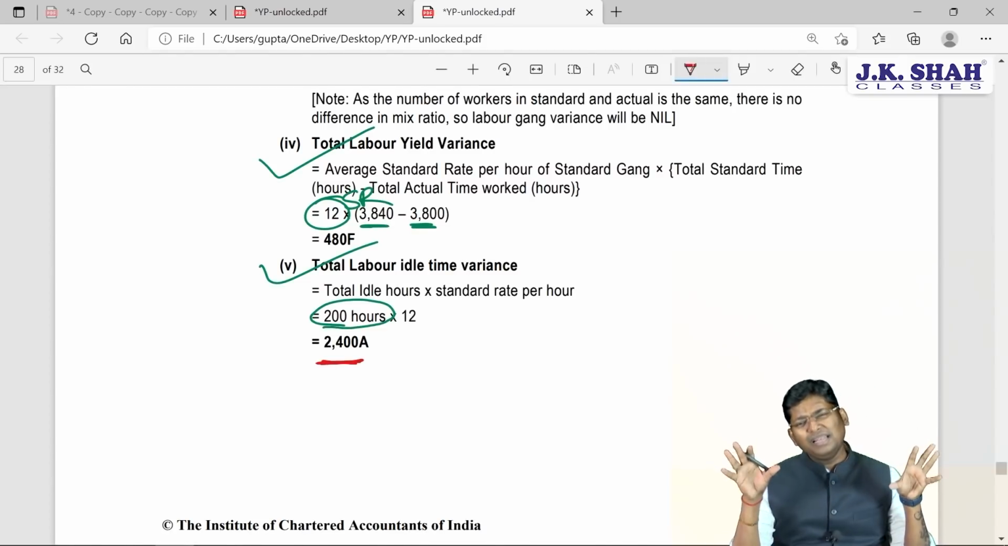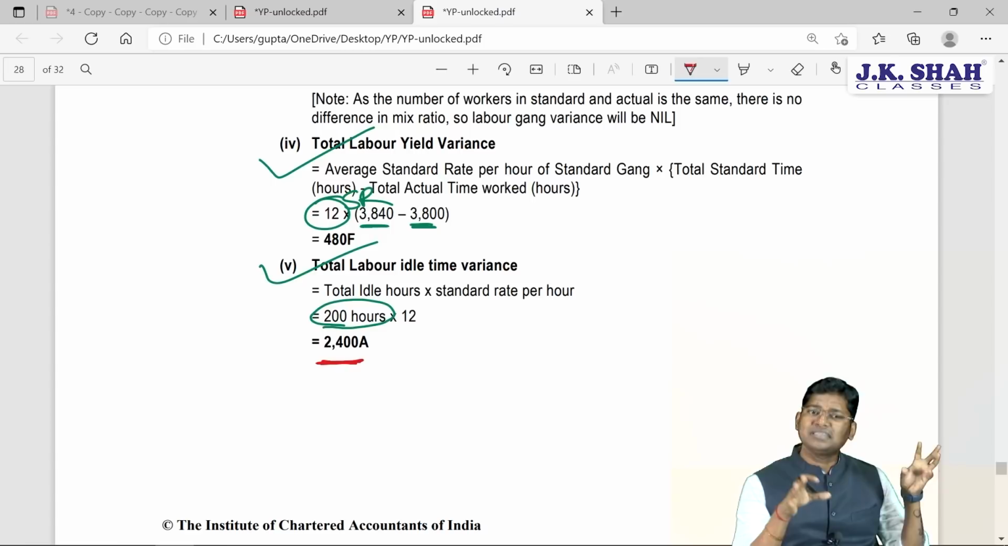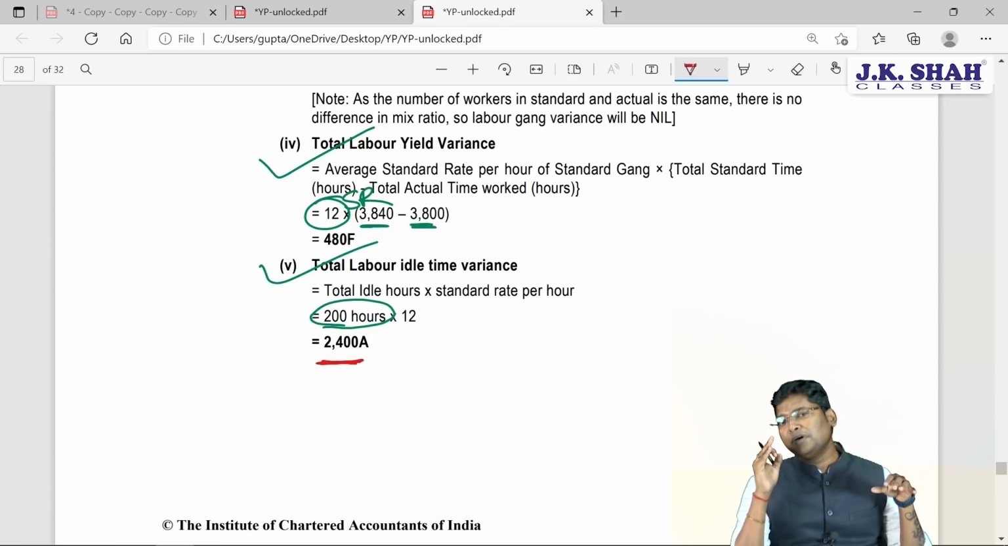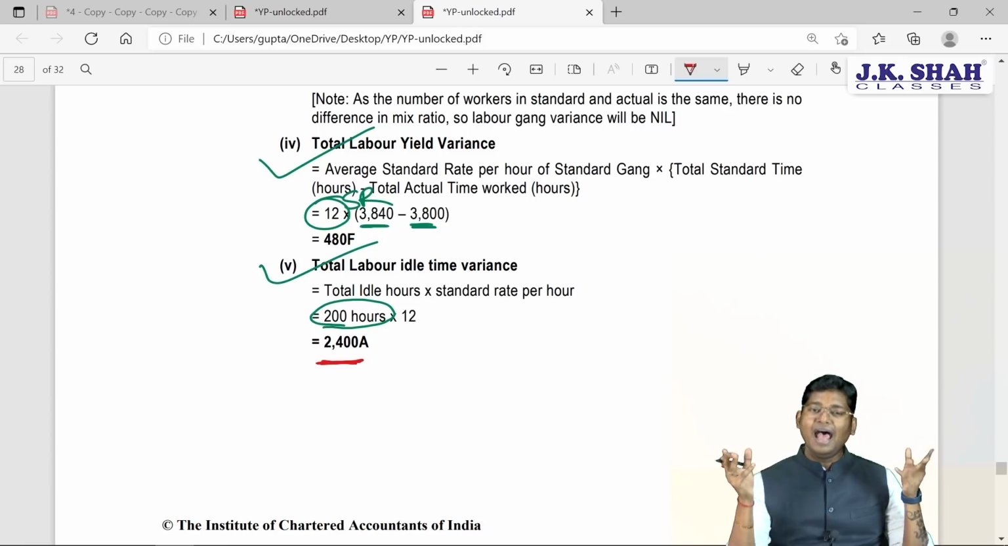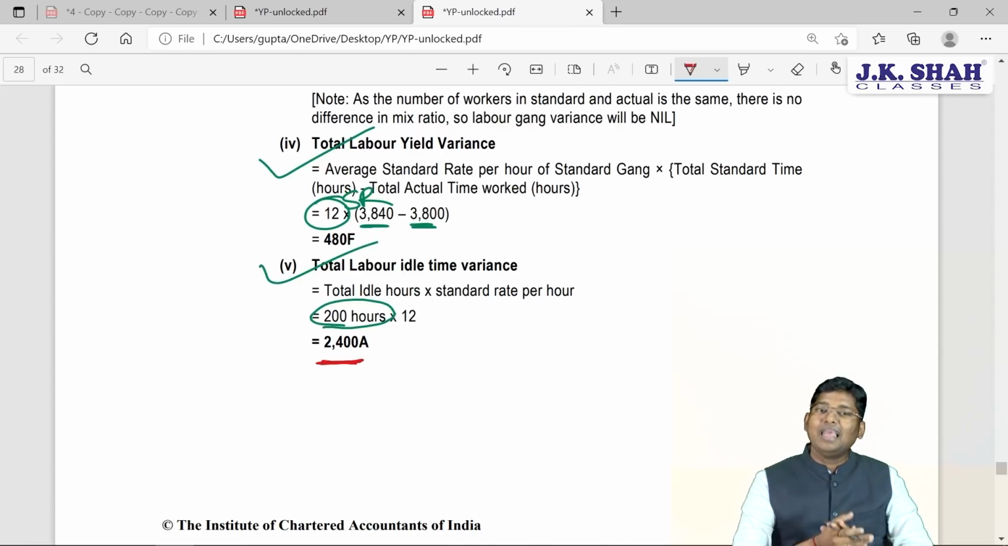So overall same question they have given. This kind of question we also solved in J.K. Shah classes textbook. Means out of the given RTP, I can bet on this 80% of the concepts are already covered in our textbook. Nothing is new, and whatever is new we are discussing with the help of this particular discussion. So this is the end of your labor variance calculation and standard costing first particular point.